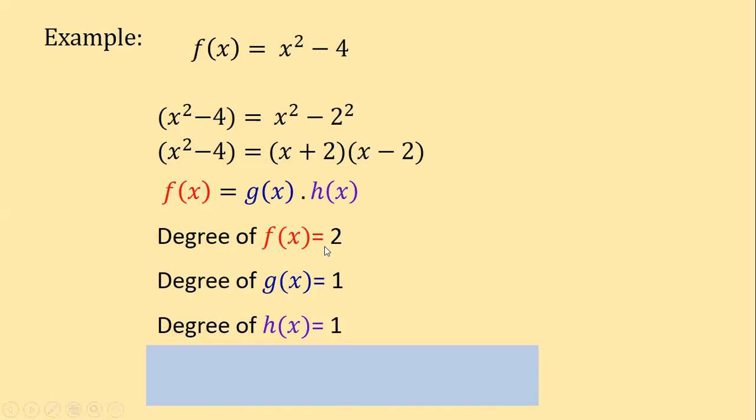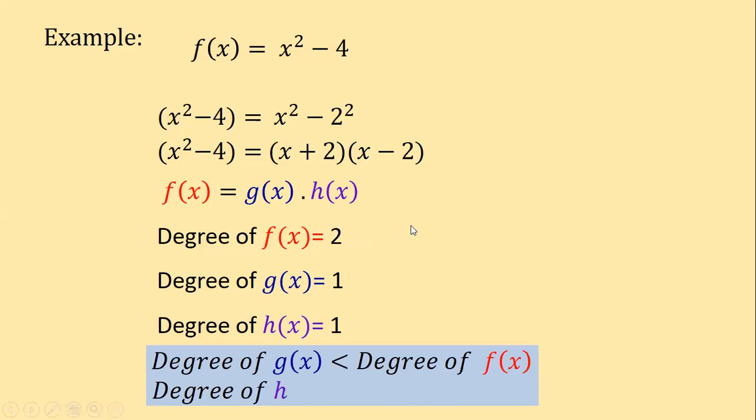So from these three, what can you observe? Degree of g of x is less than degree of f of x. Degree of h of x is also less than degree of f of x. Yes or not? So what are you understanding here? Degree of g of x is less than degree of f of x. Next, degree of h of x is less than degree of f of x.